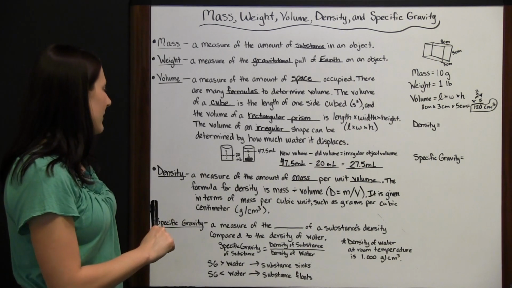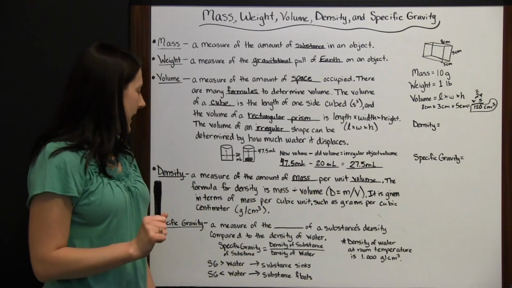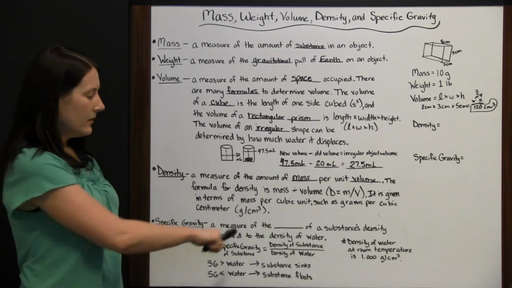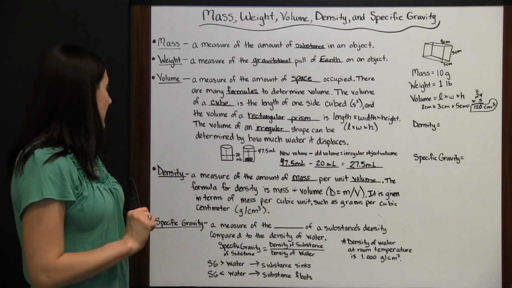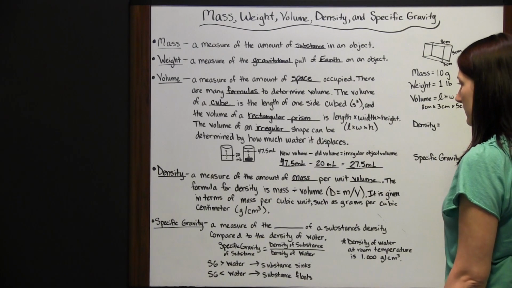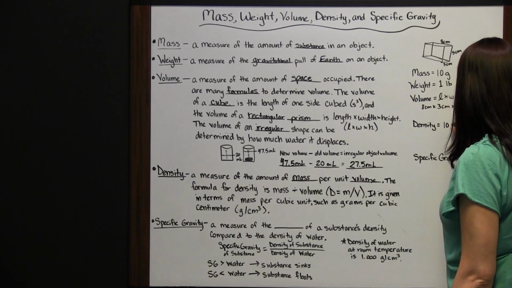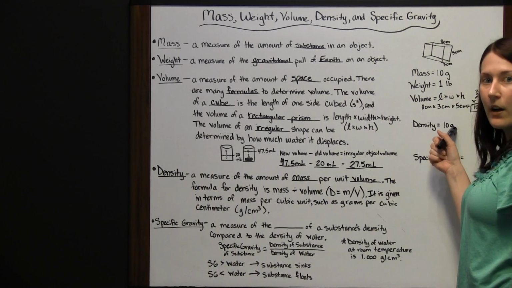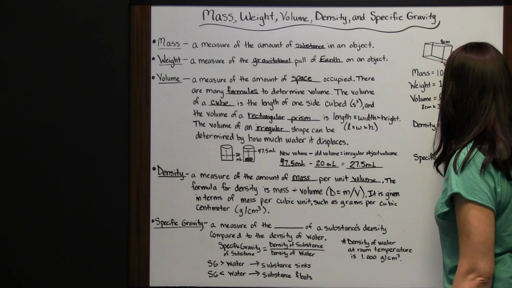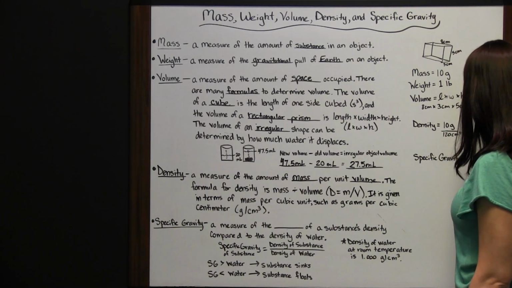So density is going to tell us how much mass there is per volume, per space that an object is taking up. So the formula for density is mass divided by volume, or D equals M divided by V. And it is given in terms of mass per cubic unit, such as grams per cubic centimeter. So let's find the density of our object over here. So we have our mass, which is 10 grams, and we have our volume, which is 120 cubic centimeters.